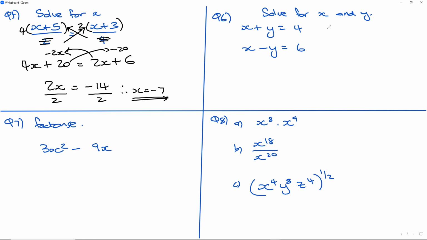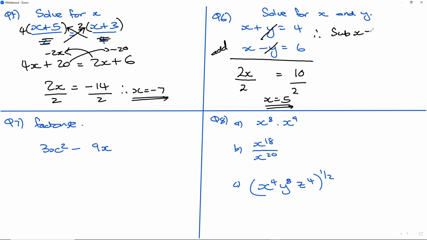Question 6. Solve for x and y. Simultaneous equations. I would add these two together, because if I do that, that will eliminate. Or I could subtract them. If I subtract them, x eliminates. Alright, I'm going to add them. x plus x is going to become 2x, and the y's eliminate. 4 plus 6 is 10. I divide both sides by 2, and I get x equals 5 for this one.